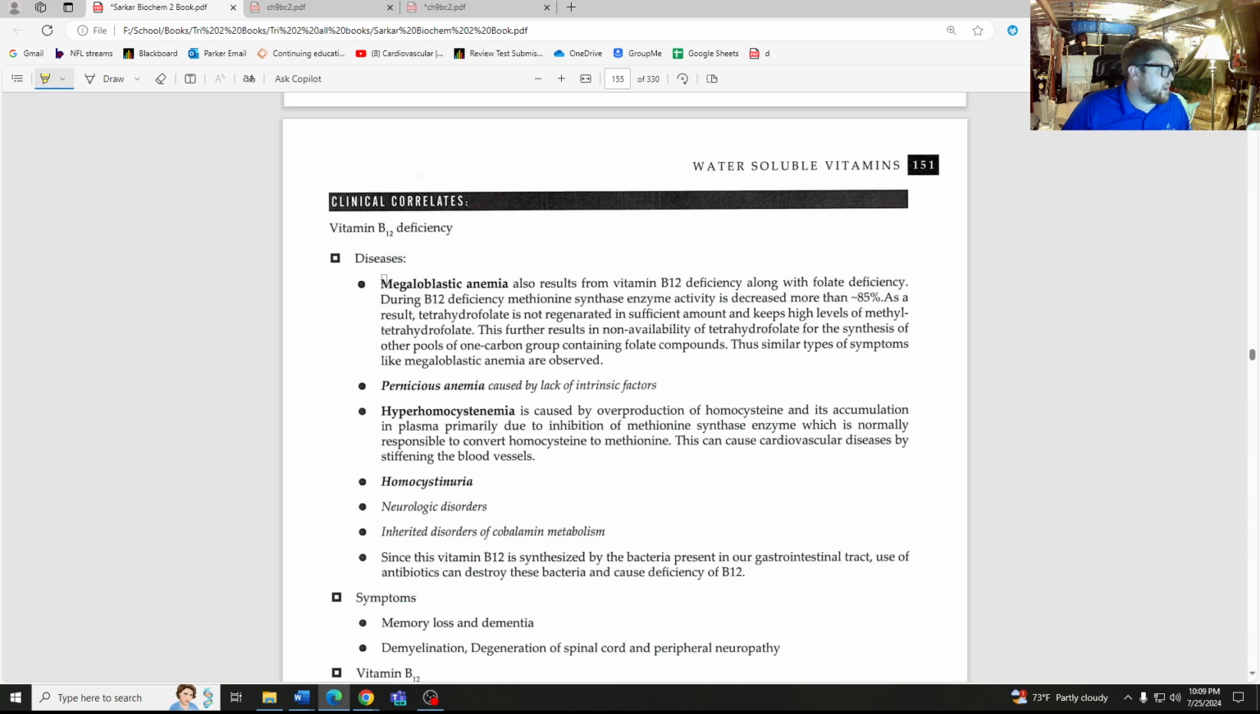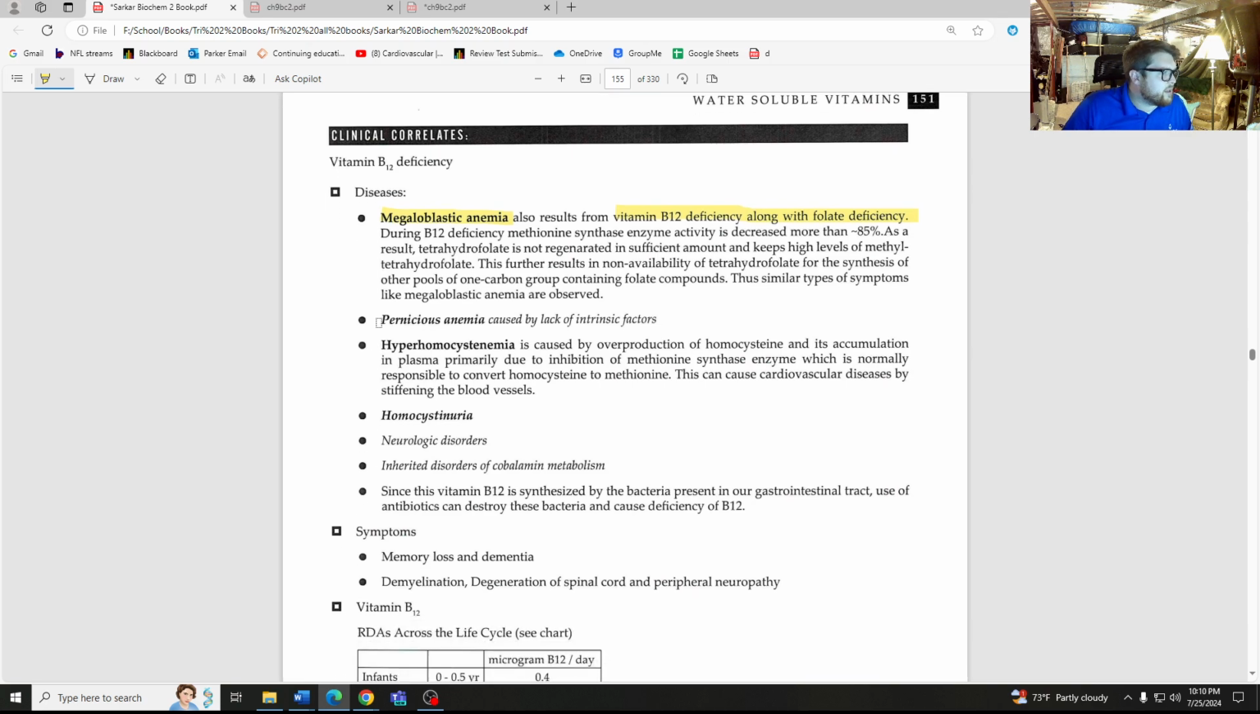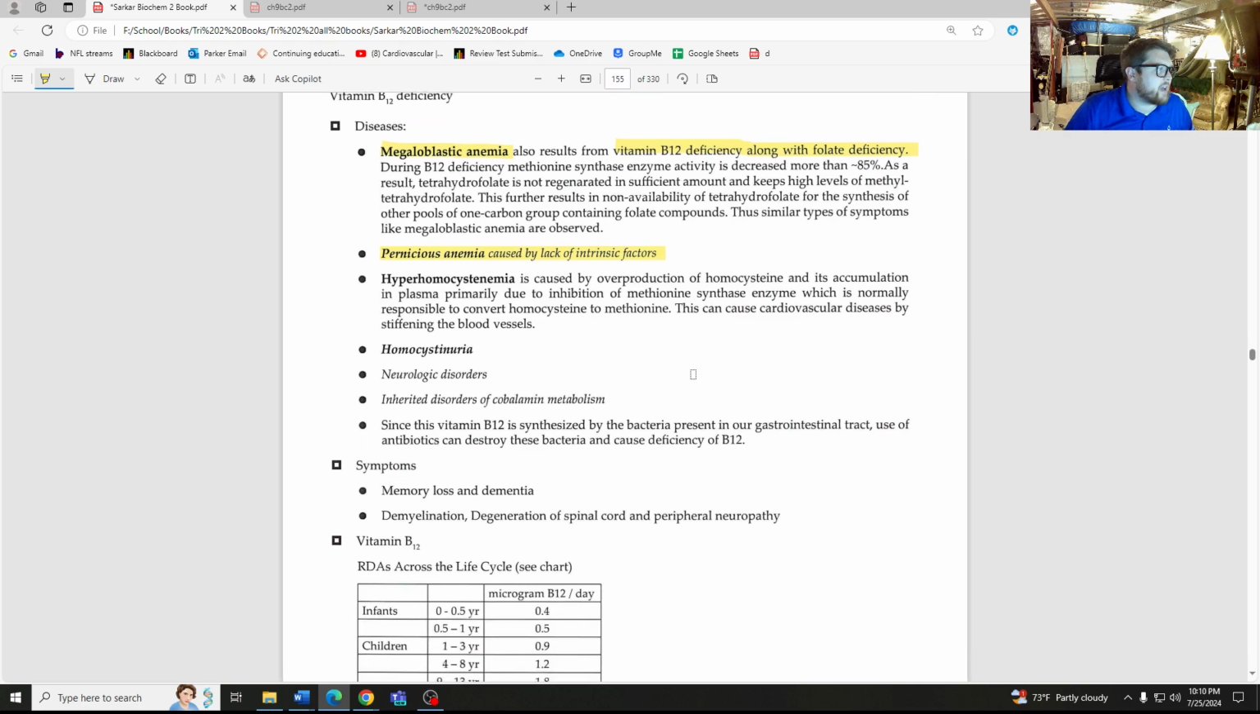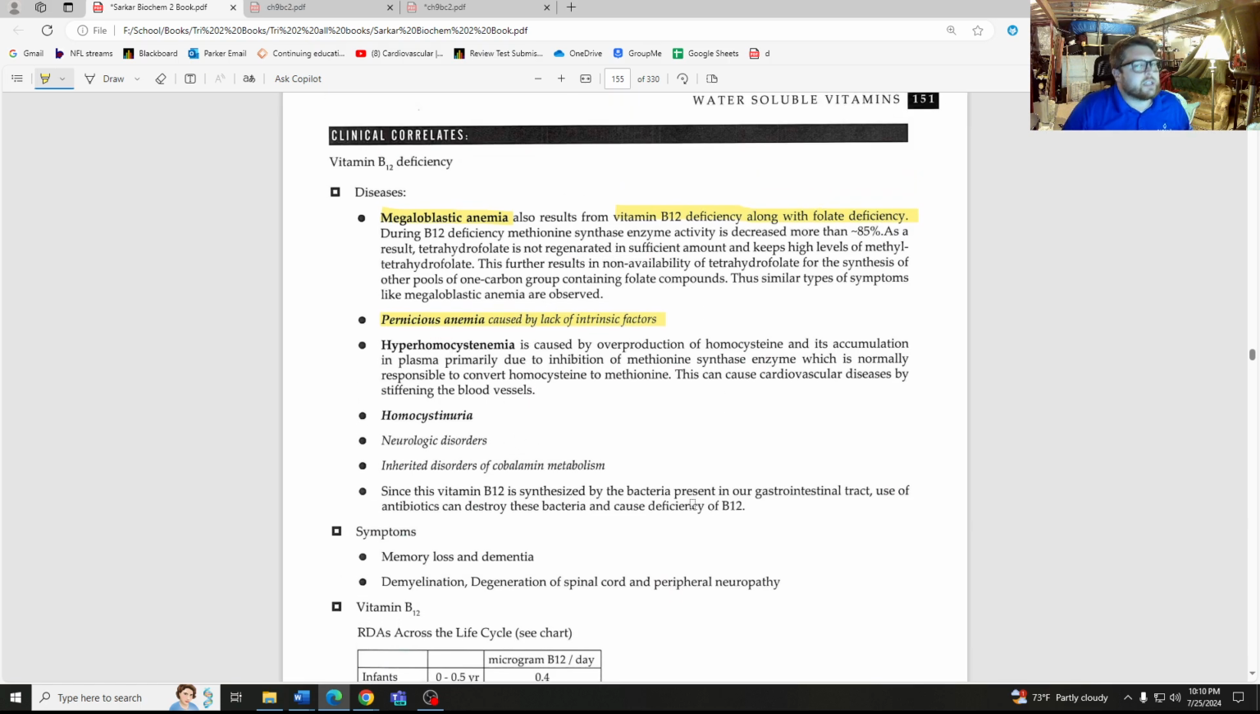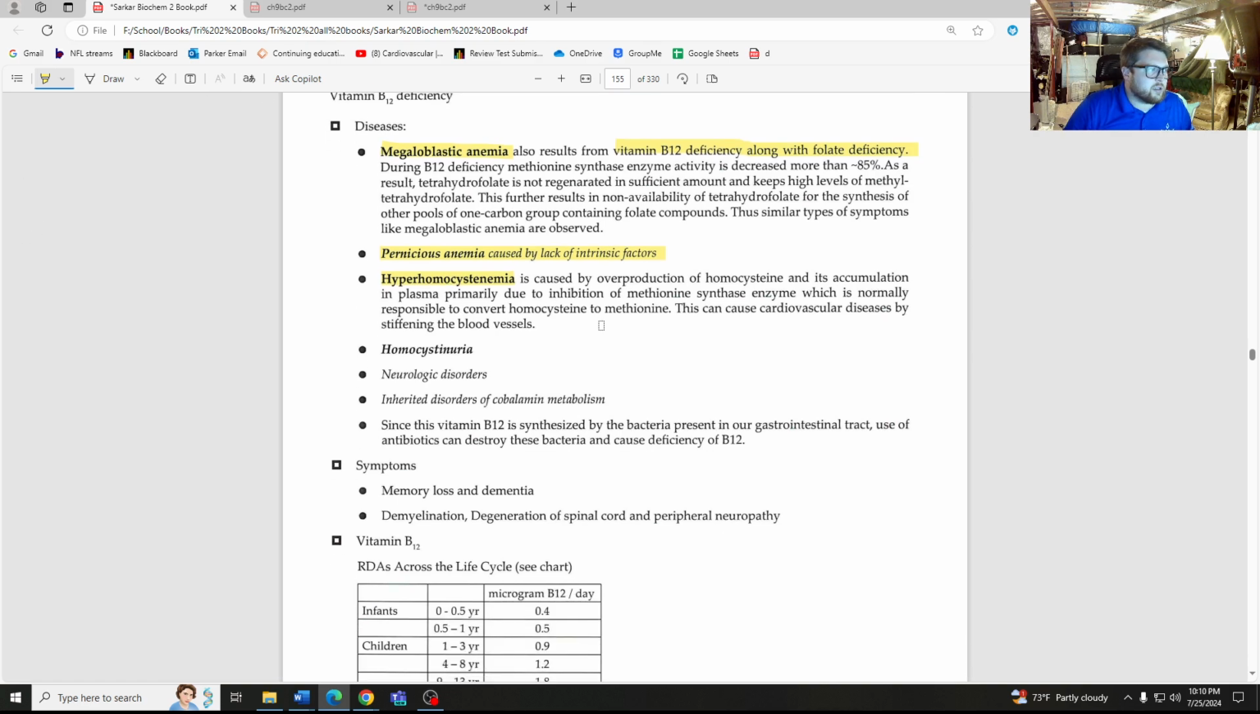Some of the diseases, again, megaloblastic anemia from vitamin B12 deficiency, and also potentially folate deficiency. Pernicious anemia is due to lack of intrinsic factor. Again, age is typically a big factor. Hyperhomocysteinemia, because if you don't have the B12, you can't turn the homocysteine into methionine. So because of that, you get a bunch of homocysteine in the blood. And because there's a bunch of homocysteine in the blood, it gets cleaned out, and you also get homocysteinuria, so high levels of homocysteine in the urine.